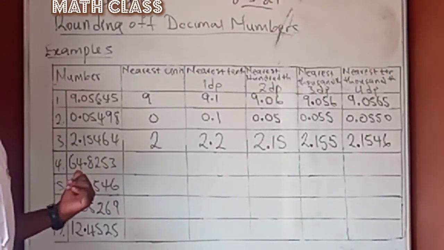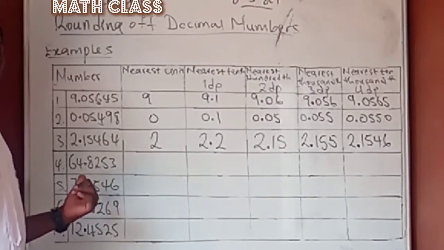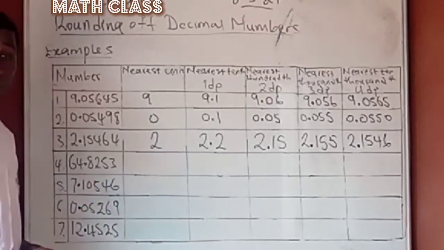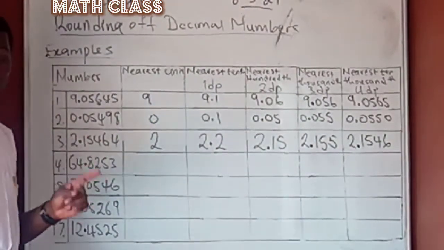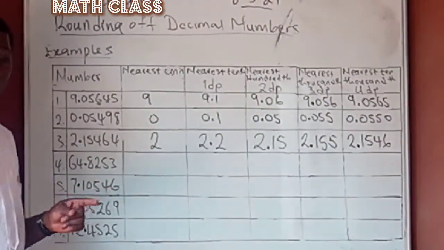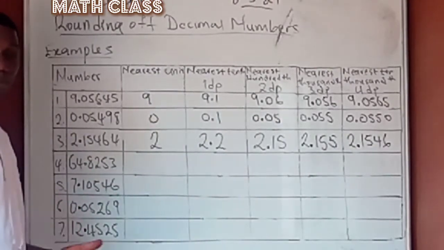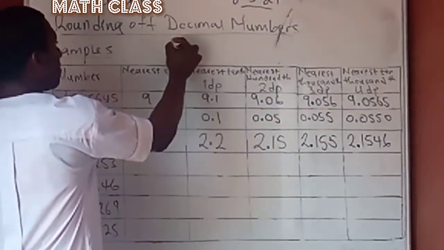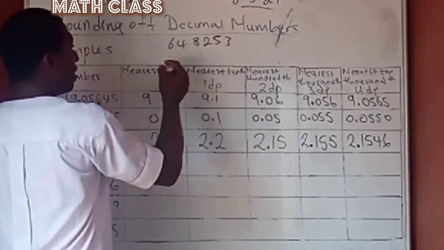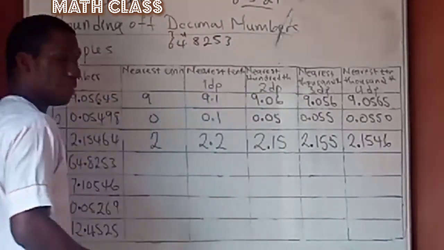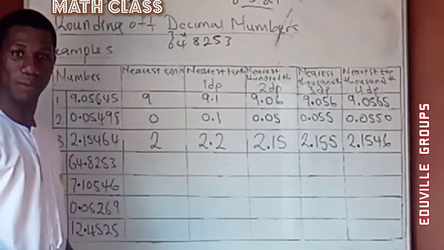Somebody says 64. You say 6 is the unit. 4. 64. The two of them unit. 4. How can 2 digits give you a place? You said 6. You said 4. How can it be 6? 64.8253. This is the unit, this is tens. I don't know why this thing is still confusing you.